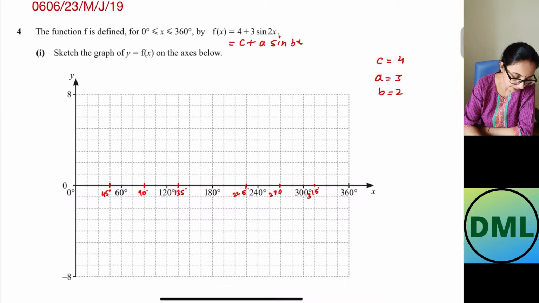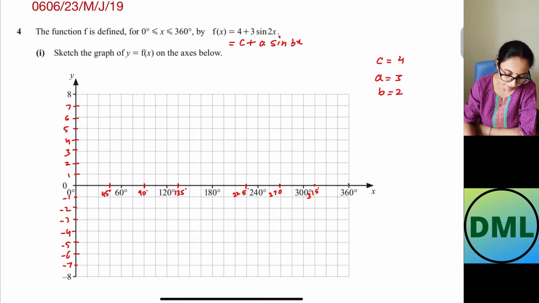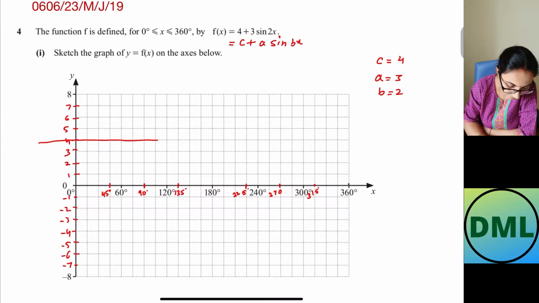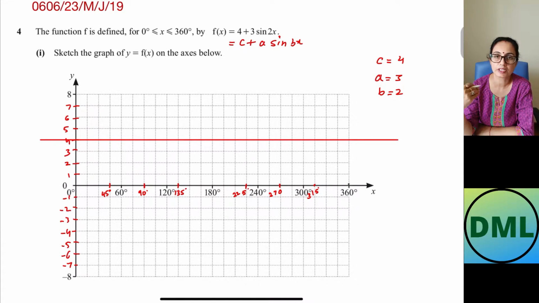Let's plot the value here. This is 1, 2, 3, 4, 5, 6, 7, minus 1, minus 2, minus 3, minus 4, minus 5, minus 6, minus 7. Our axis is at 4. Let's plot the axis at 4. This is my axis. What is my amplitude? My amplitude is 3. That means it will go 3 units above the axis, 3 units below the axis.